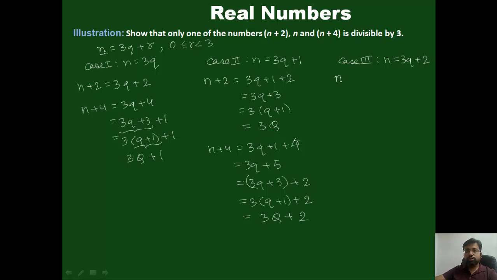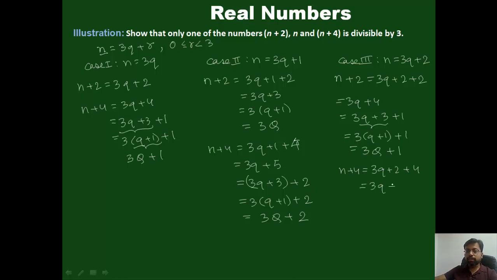And in this particular case, you have n is equal to 3q plus 2. So n plus 2 will be 3q plus 2 plus 2, which is 3q plus 4, which again can be split as 3 plus 1. So combining these two, we have 3 into q plus 1 plus 1, which is of the form 3Q plus 1. And what is n plus 4? N plus 4 is going to be 3q plus 2 plus 4, which is 3q plus 6, which gives us 3 common, and you have q plus 2, which makes it 3 capital Q. Now these are the possibilities, and in each possibility what the values of n plus 2 and n plus 4 will be. Now let us see what happens in case 1.